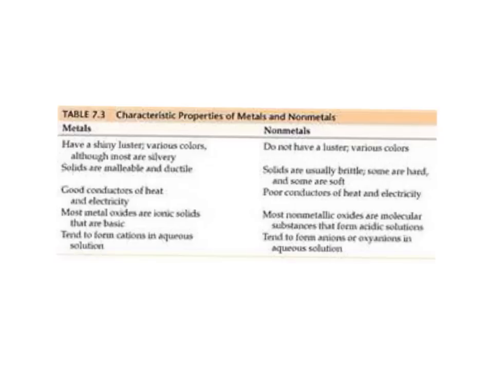Recall that metals have some unique properties. Metals tend to be shiny or have luster. They're malleable, which means they can be hammered into sheets. They're ductile, which means they can be pulled into wires. They're good conductors of heat and electricity, and they tend to form cations, or positively charged ions.